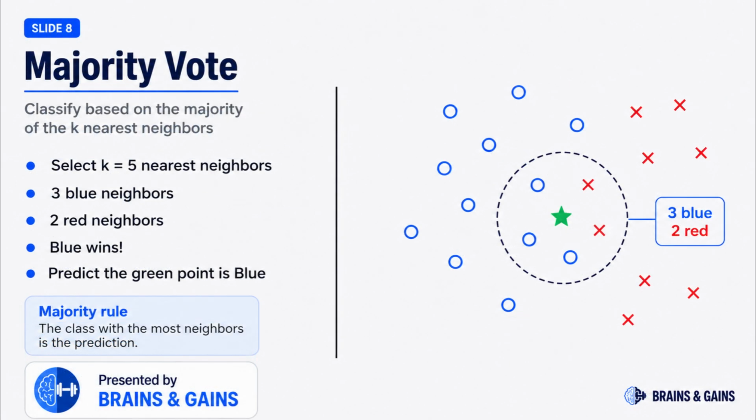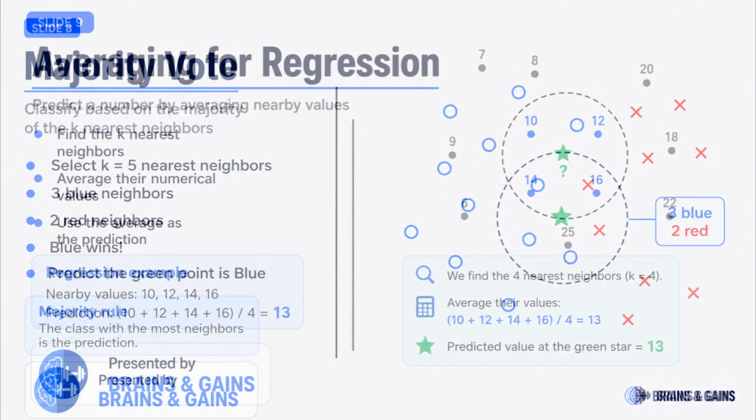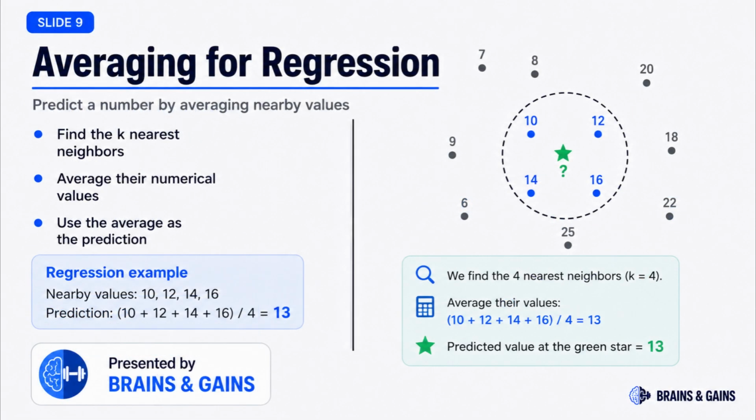For classification, those 5 neighbors vote. In this example, 3 neighbors are blue and 2 are red, so the majority decision predicts the new point is blue. For regression, nearby target values are averaged. If the 4 nearest values are 10, 12, 14, and 16, their average is 13, so 13 becomes the prediction.